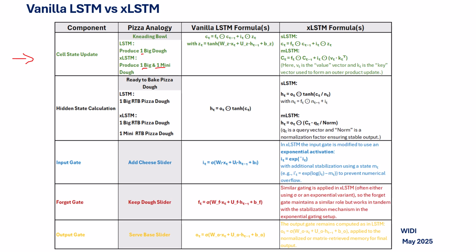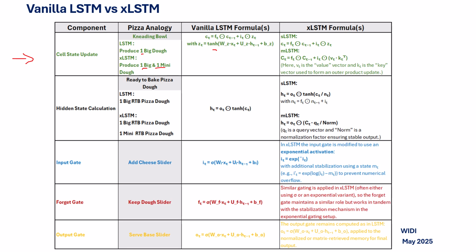For the vanilla LSTM, it used tanh, hyperbolic tangent. And for the XLSTM, it has two types: first the scalar LSTM, similar to the one in vanilla, and then the next one is the matrix LSTM. In here, it has another formula. Next, the hidden state calculation.